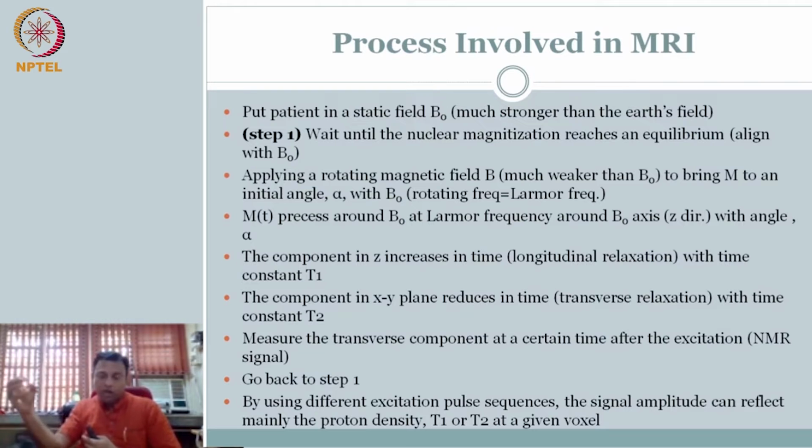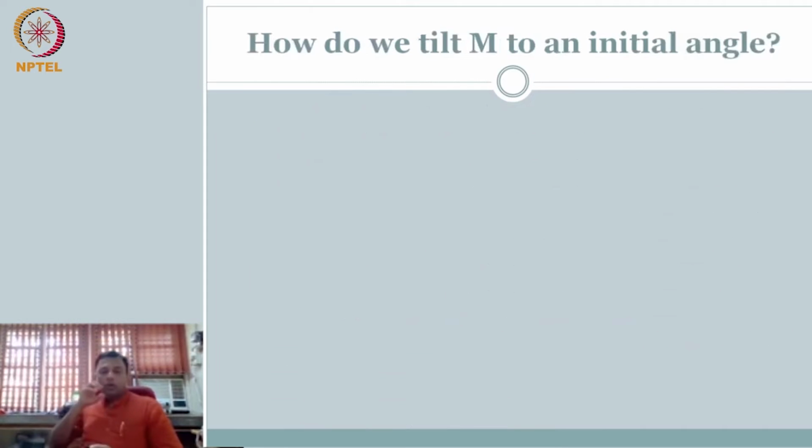How do we do that? How do we upgrade our equation will be the topic of interest today. Okay. So how do we tilt the M vector to an initial angle?